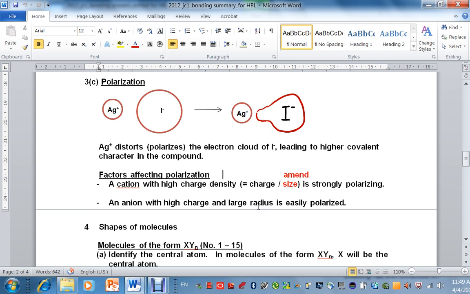The thing is this, if the anion is large, that means the distance between the outermost electron and the nucleus will be greater. So as a result, the outermost electron is more weakly held by the nucleus. Therefore this anion will have a weaker control over the outermost electrons. So as a result, the outermost electrons are easily attracted towards the cation. That means the anion is easily polarized.